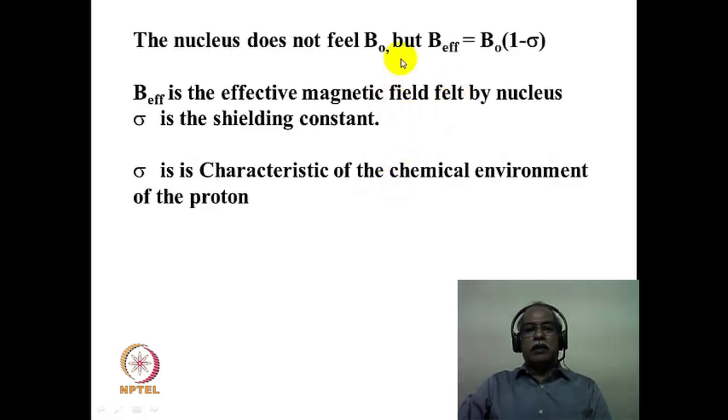So the nucleus actually does not feel the applied magnetic field. It feels less magnetic field than the applied magnetic field, to an extent of B0(1 minus sigma), where sigma is the shielding constant. In fact, sigma is proportional to the applied magnetic field. So B0 minus B0 sigma is the correct expression for the effective magnetic field that is felt by the nucleus. Now, sigma is a characteristic feature of the chemical environment of the proton. It depends on the electron density around the particular hydrogen that we are referring to, and hence sigma will be different for different types of hydrogens.